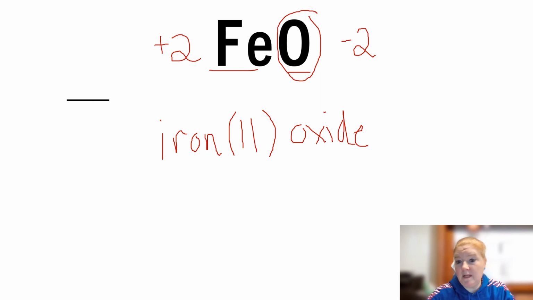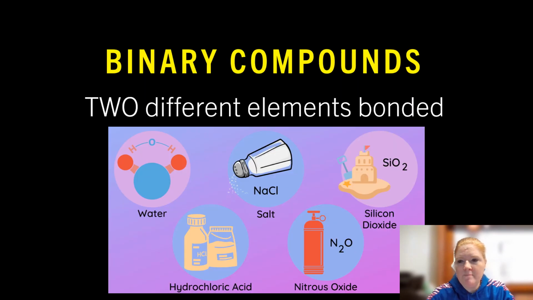All right, so let's move on. Remembering that binary compounds are 2 different elements that are bonded together, only 2. Okay, it's either a metal and a nonmetal or 2 nonmetals. That's it.